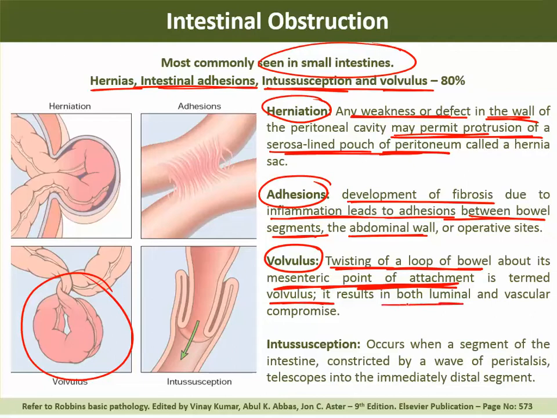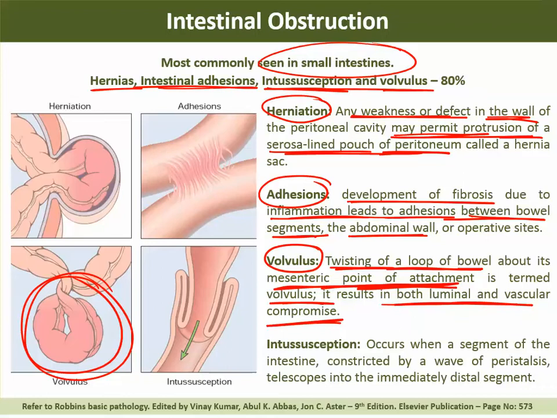It results in both luminal and vascular compromise. What happens here is, when the bowel twists like this, the blood supply enters through the mesentery to the serosa. So that also gets twisted, the blood vessel gets blocked, and so it will go for ischemia.